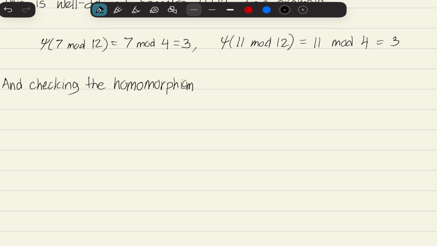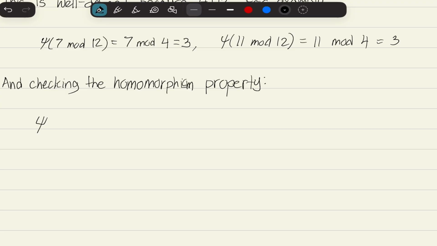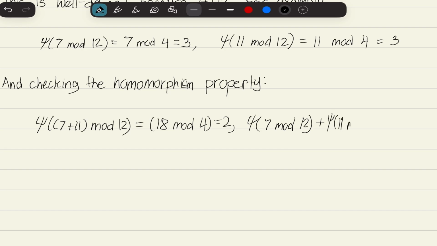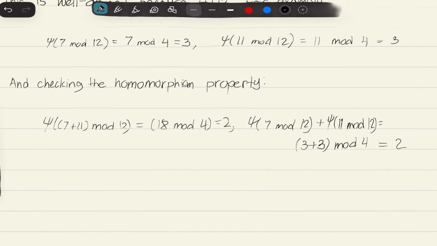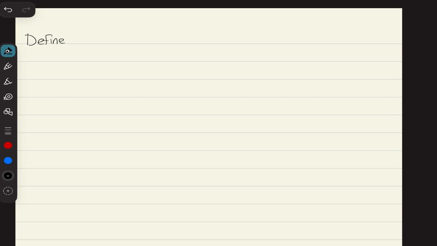And checking the homomorphism property, psi of 7 plus 11 mod 12 equals 18 mod 4 equals 2. And psi of 7 mod 12 plus psi of 11 mod 12 equals 3 plus 3 mod 4, which equals 2. So psi is a homomorphism.